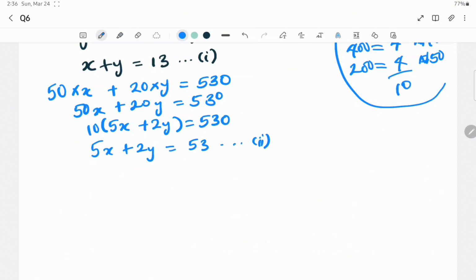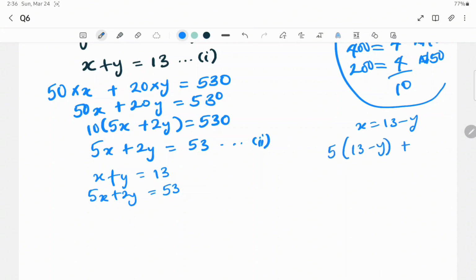Now I can solve both equations simultaneously. I have x plus y equals to 13 and 5x plus 2y equals to 53. If I would choose to use substitution method, I'll have x equals to 13 minus y, and then I will substitute this into equation 2. That means my 5x now becomes 5 into 13 minus y plus 2y equals to 53. So I'm going to have 5 times 13, which is 65, minus 5y plus 2y equals to 53.